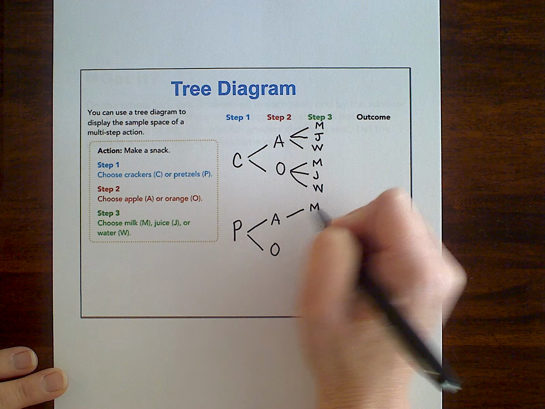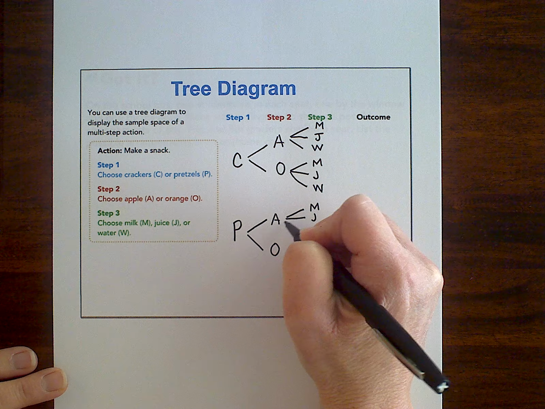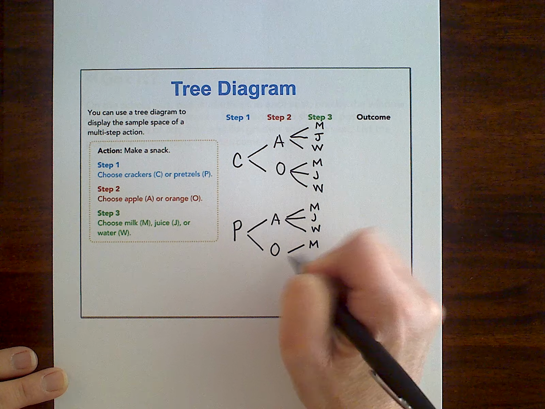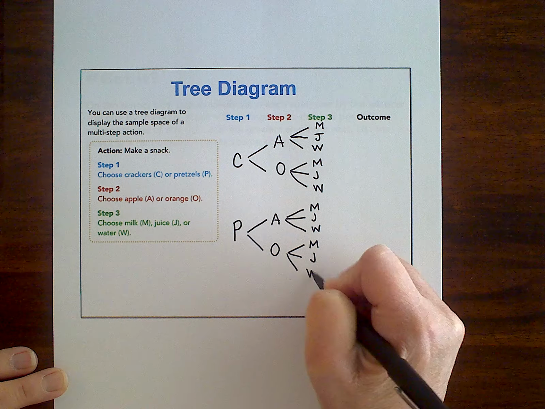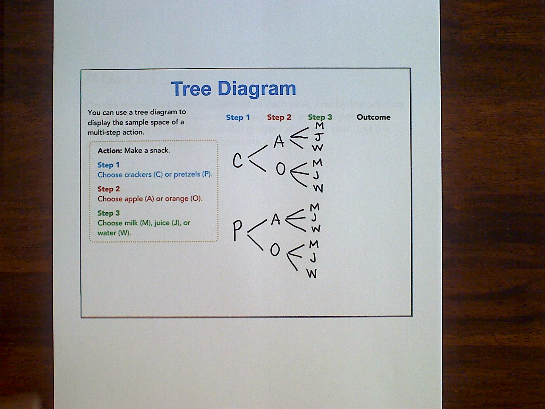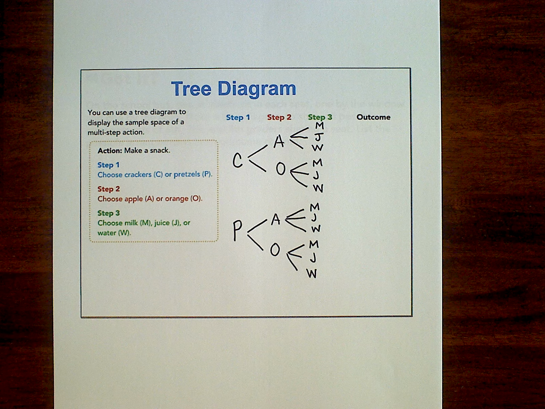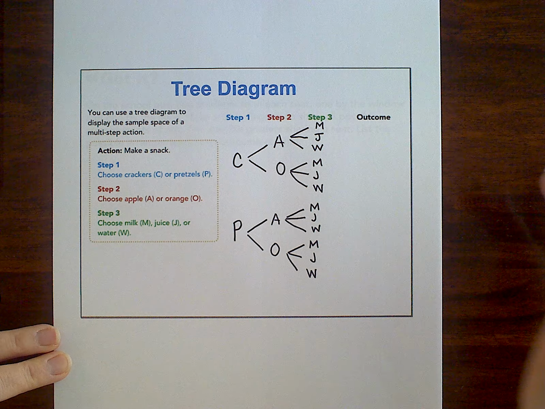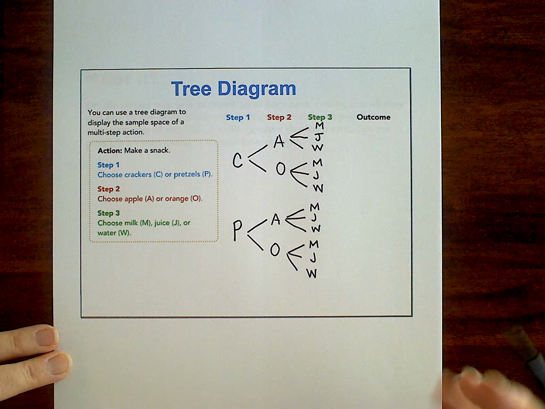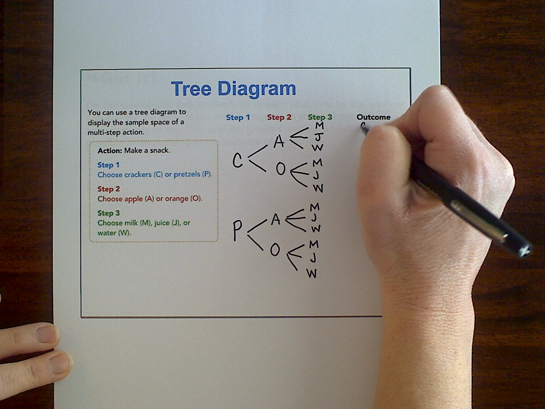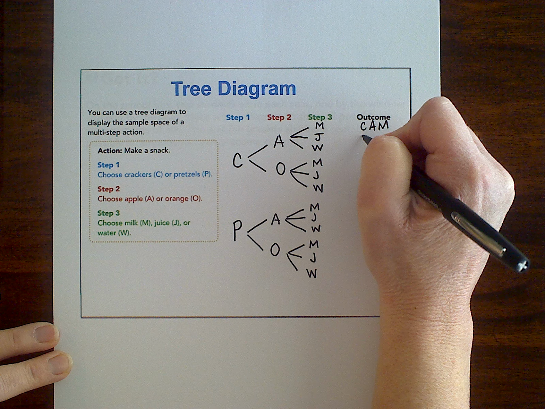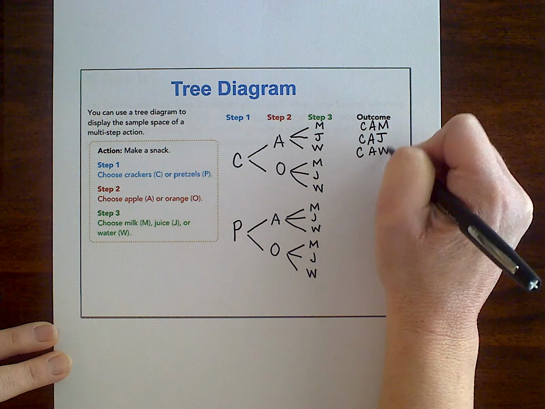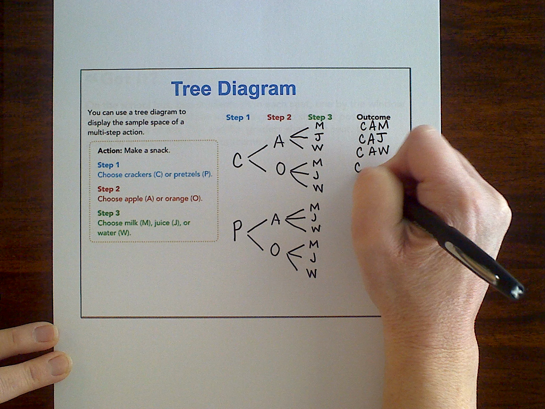As you can see, we're building a tree. Each branch is taking us to another choice: milk, juice, or water. And then we have this column right here, which is our outcome column. And our outcome column is where we follow our branches and we list every possible sample space that we could have. So C-A-M, C-A-J, C-A-W, and we'll keep on going.